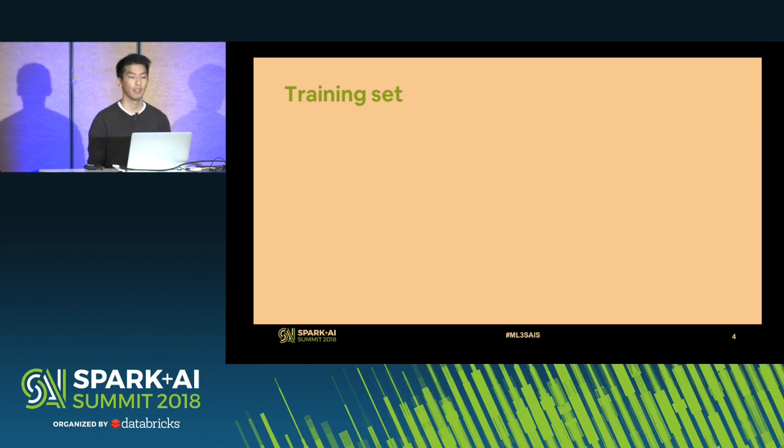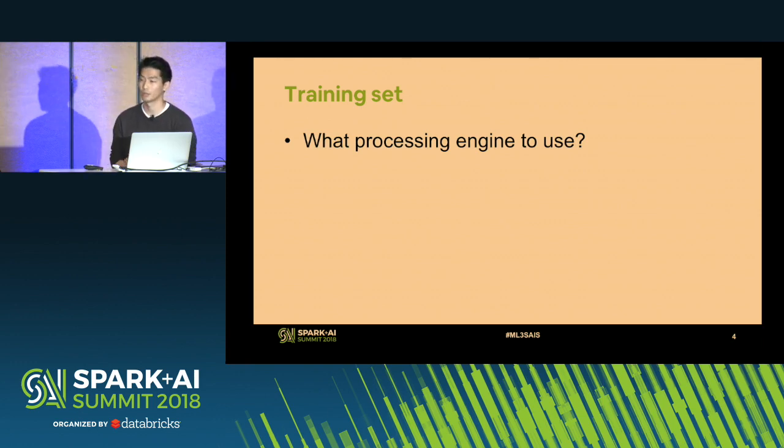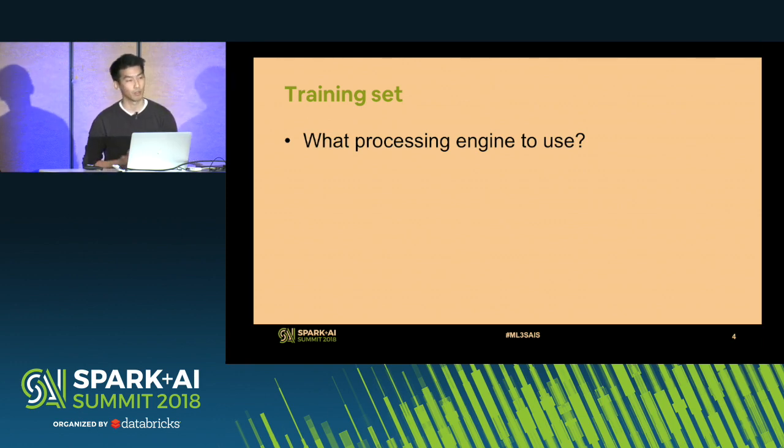Next, it's the training set. A couple of questions come up with the training set. The first one that comes to mind is what processing engine to use, right? If it's a small data set that you have locally, you can just run a simple Python script. If your data is quite large and you need distributed processing, then you can use Spark. So there's the idea of what processing engine to use and what really works for the scale you're working with, as well as the different requirements for latency.